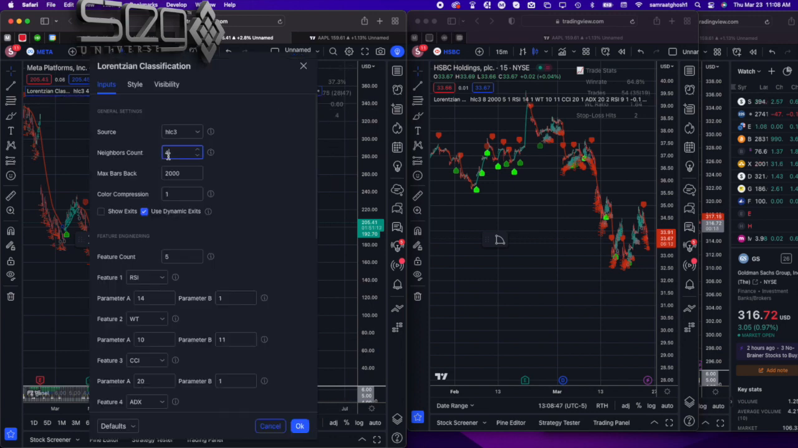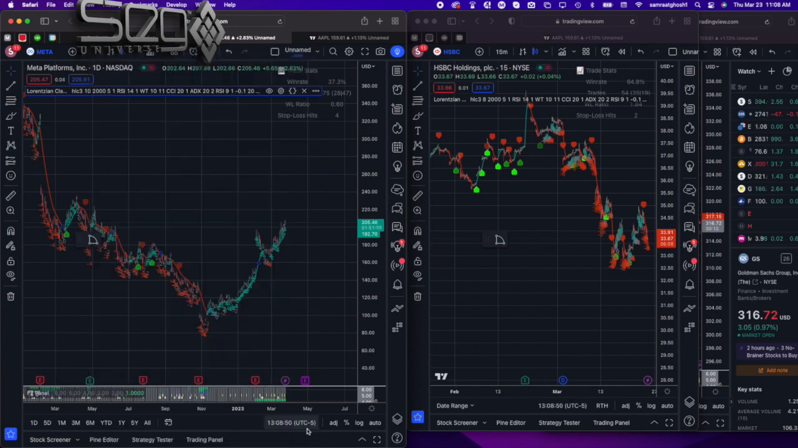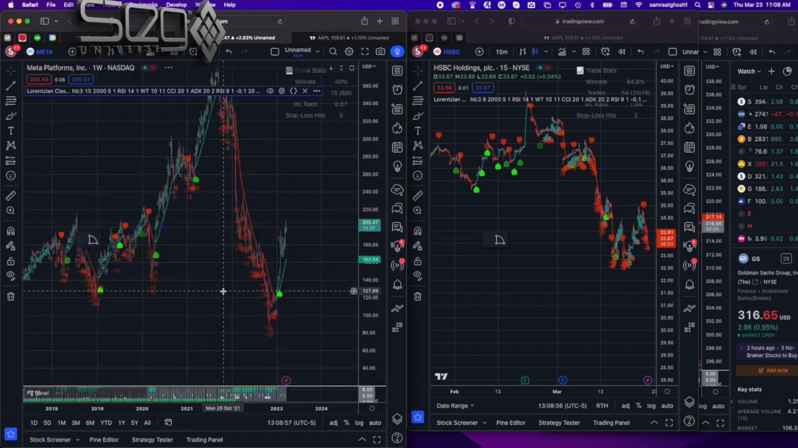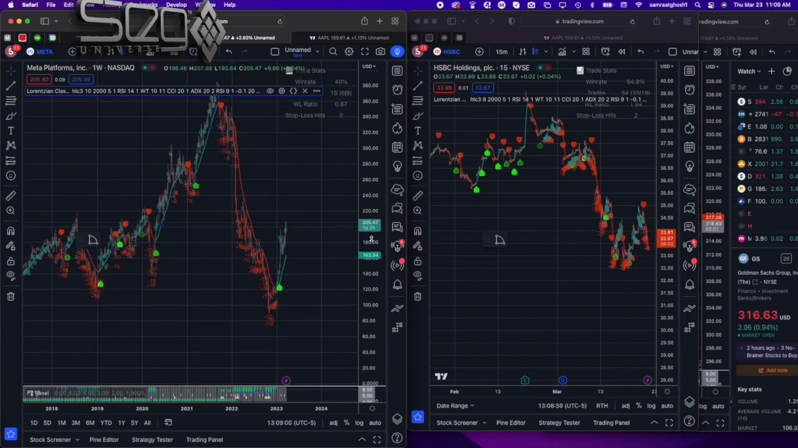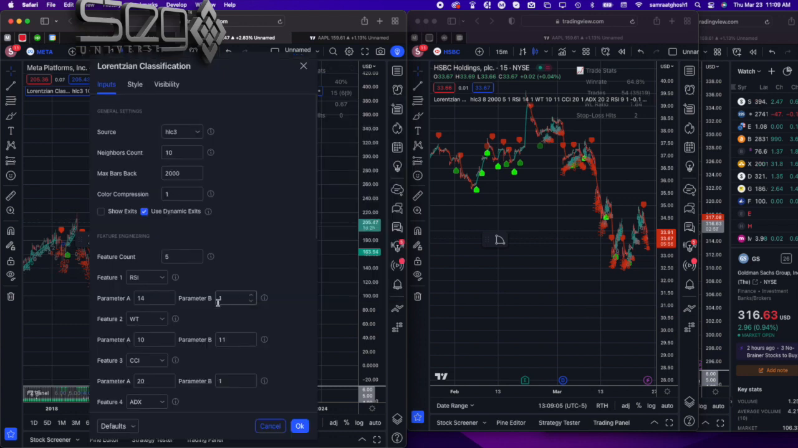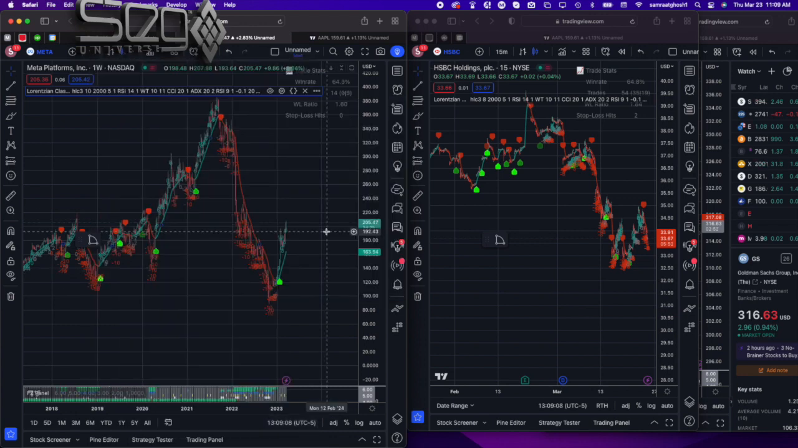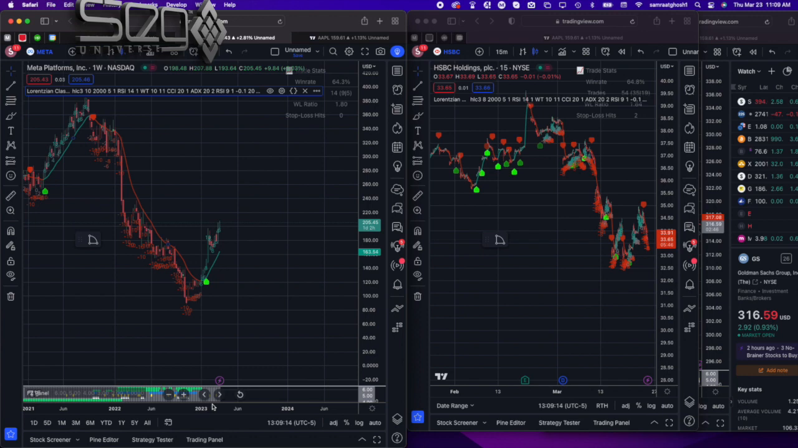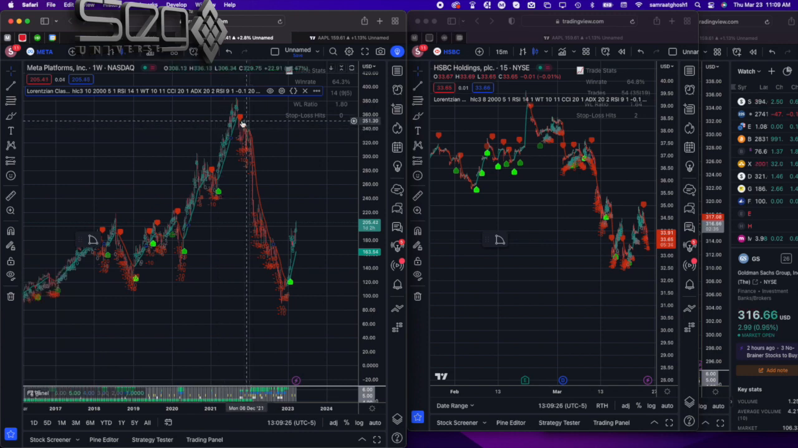Change that, turn off dynamic exits, and then increase neighbors count. So yeah, you can see on the 1 week, see how the regression line changed to red and it sold before that happened. Now we're going to turn off dynamic exits, increase the win rate. Now, see how it bought right when the kernel regression line changed from red to green? You see that? Right there on Meta platforms. Just taking that trade alone is a 100% win by itself.